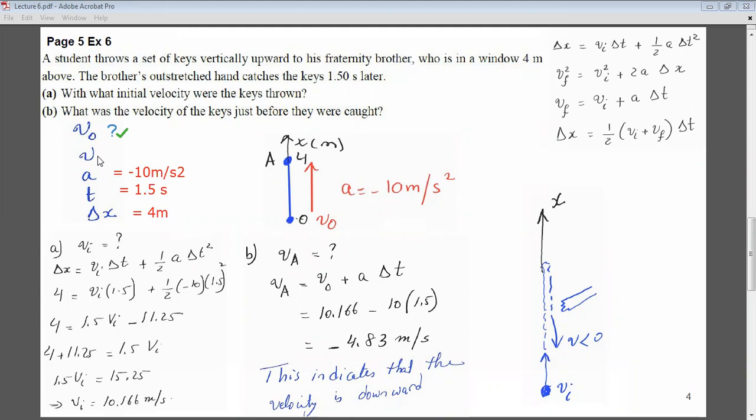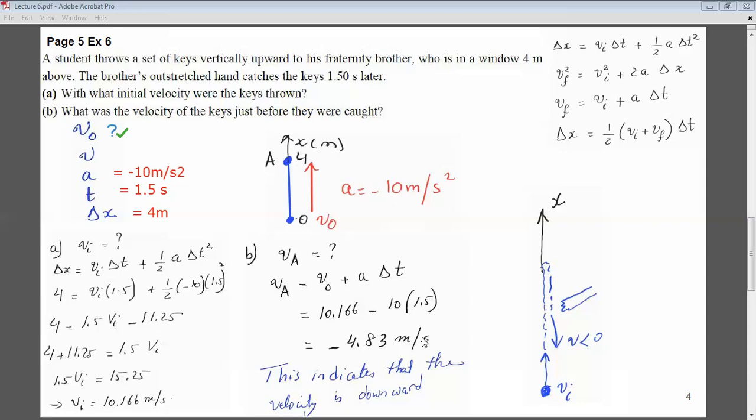We are actually free to use equation number 2 because it has v final, v initial, a, and delta x. I can use the third equation. I can even use the last equation. So the easiest one here, and we always use it, is v final equals v initial plus a delta t. So v at A equals v at O, because v at A is the final and v at O is the initial, minus 10 times 1.5. And I get that v at A is minus 4.83 meters per second.